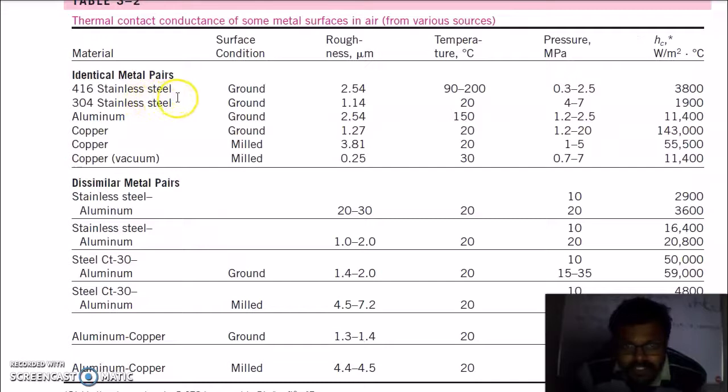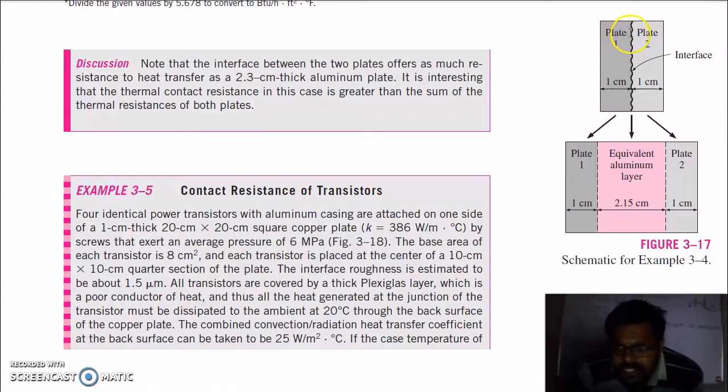This table shows thermal conductance of some metal surfaces in air. So these are the metals here. This is your surface condition, surface roughness, then temperature, then pressure of the contact surface. You can see this is your thermal contact resistance, and at this interface it is equivalent to an aluminium layer of 2.50 cm between two plates. So these two are equivalent. So note that the interface between two plates offers as much resistance to heat transfer as a 2.3 cm thick aluminium plate.